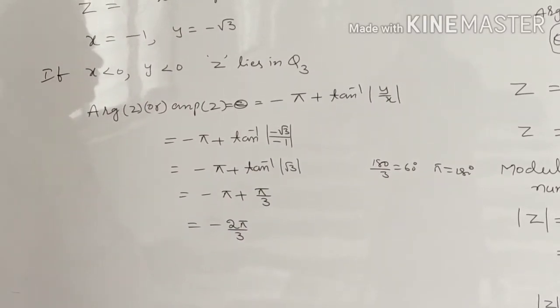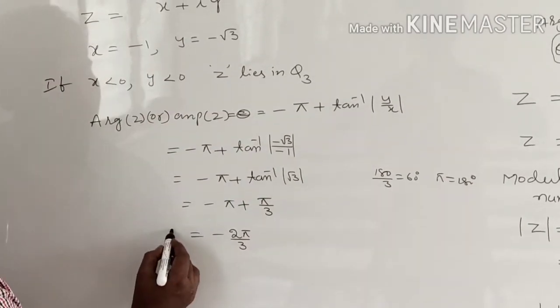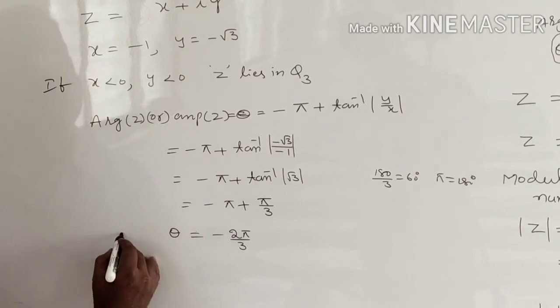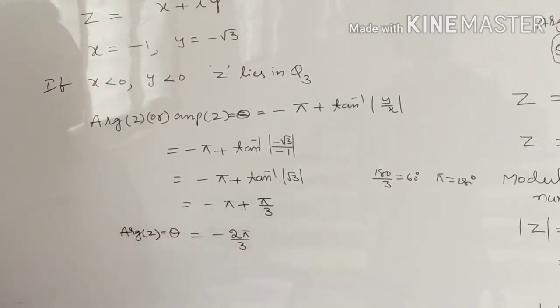Correct, students? Understood? So this is called the argument of a complex number. So argument of z is equal to theta, which is equal to minus 2 pi by 3.